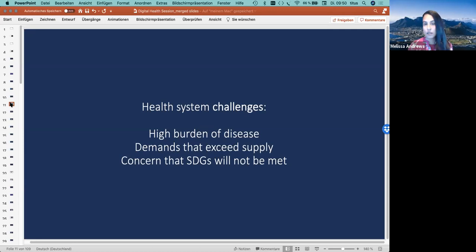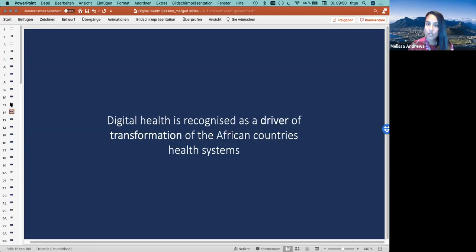And we know the health system has many challenges. There's this high burden of disease, where demand exceeds supply, and we have concerns around the fact that our SDGs will not be met. So how do we move forward from there? Digital health. We've established that it's recognized as the driver of transformation, and specifically for our African continent. So that's what we'd be working towards and establishing.